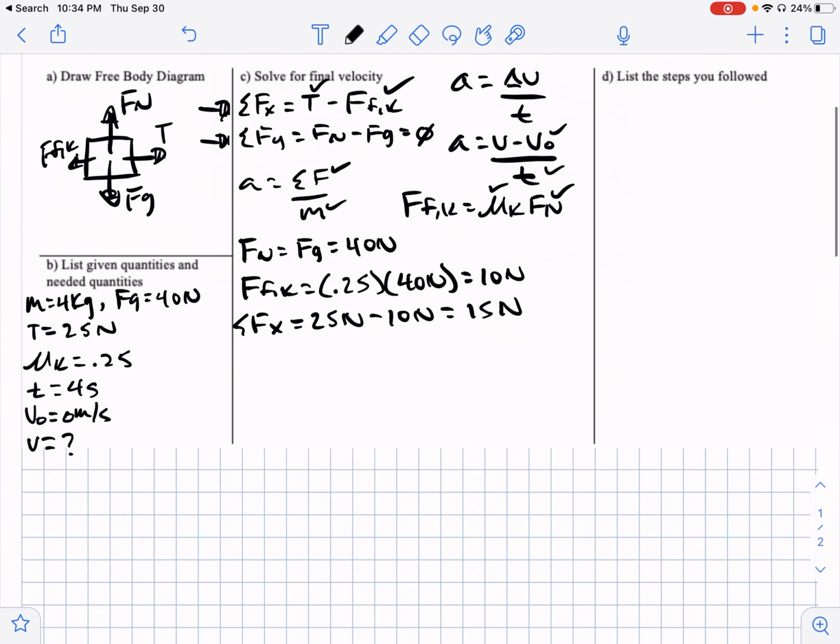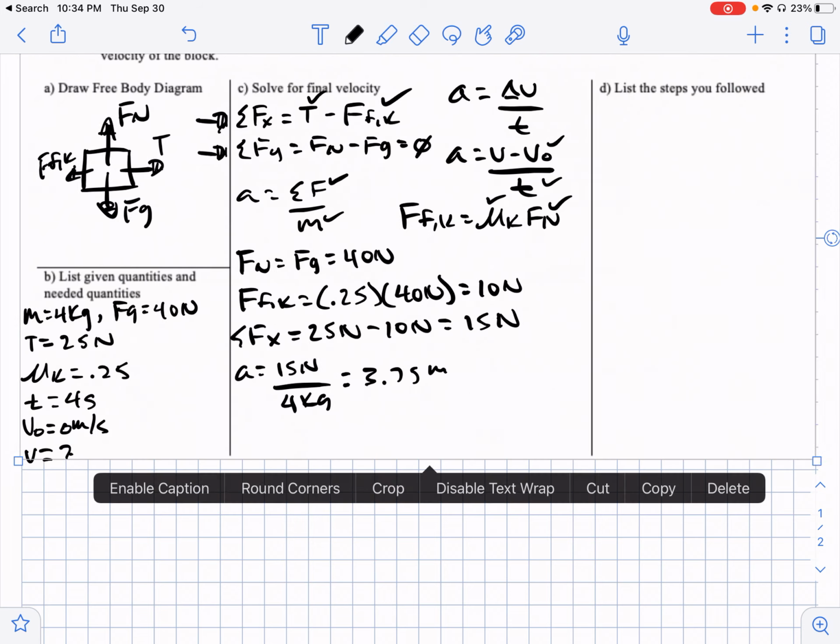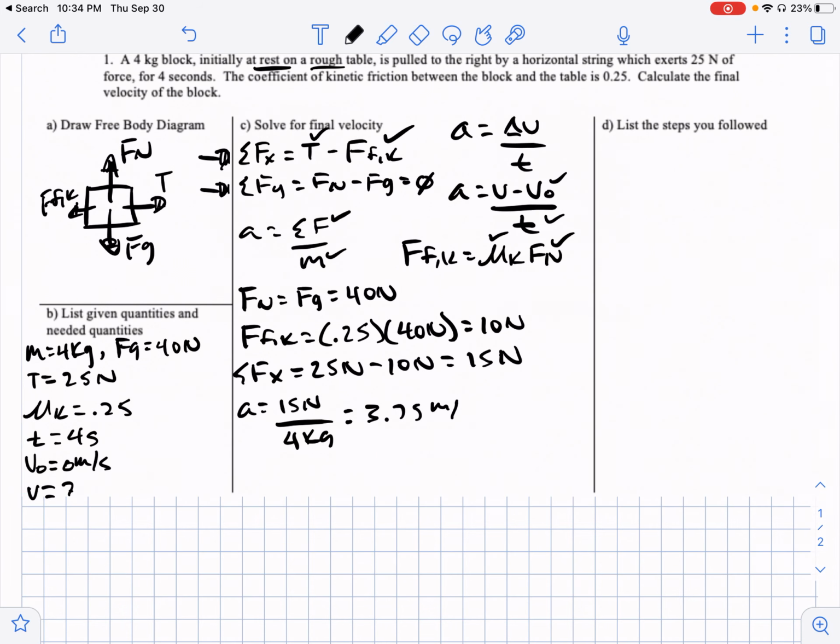And so using Newton's second law, the acceleration is going to be your net force, which is 15 newtons, divided by the mass of the object, which is 4 kilograms. So my acceleration is going to equal 3.75 meters per second squared. So we have our acceleration.